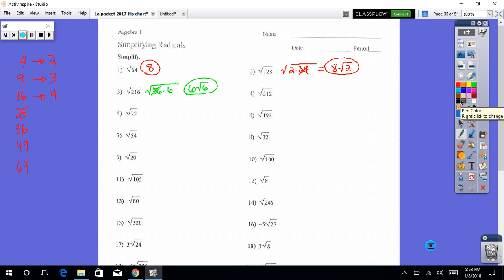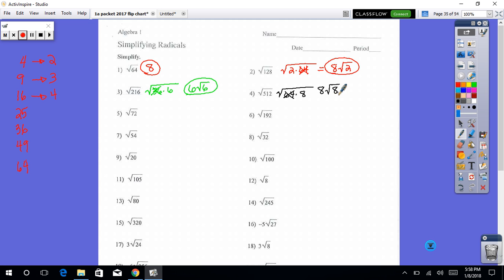Okay, 512. Let's divide that by 36. It's not even. 512 divided by 64 does give me an even number. So 512, we have the square root of 64 times 8. The 8 gets to come out to the front. I'm left with the square root of 8.